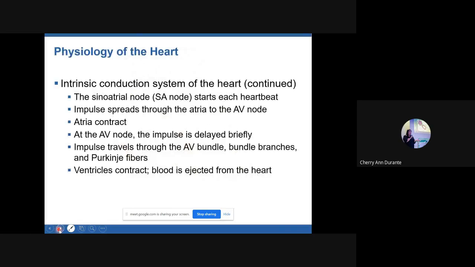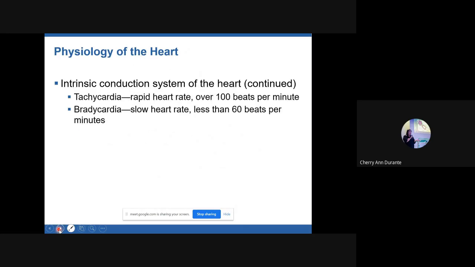Ayan. So it's the same, iyon ang binanggit ko kanina. Now, more than 100 beats per minute, it's considered tachycardia, and less than 60 beats per minute, it's considered bradycardia, meaning mabagal masyado ang iyong heartbeat.